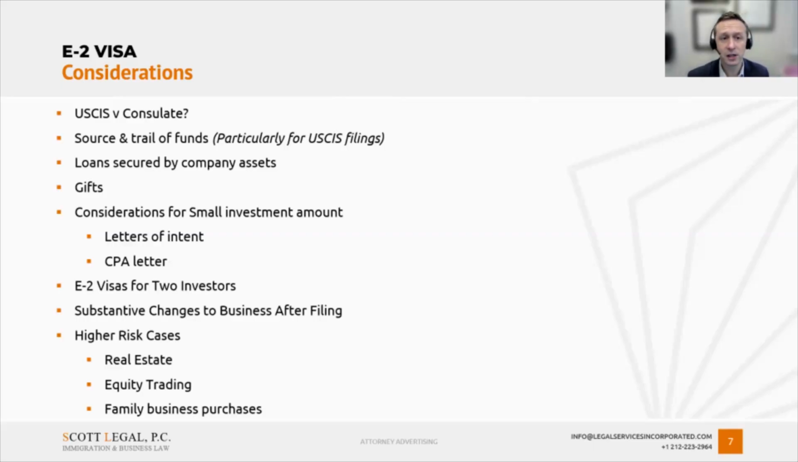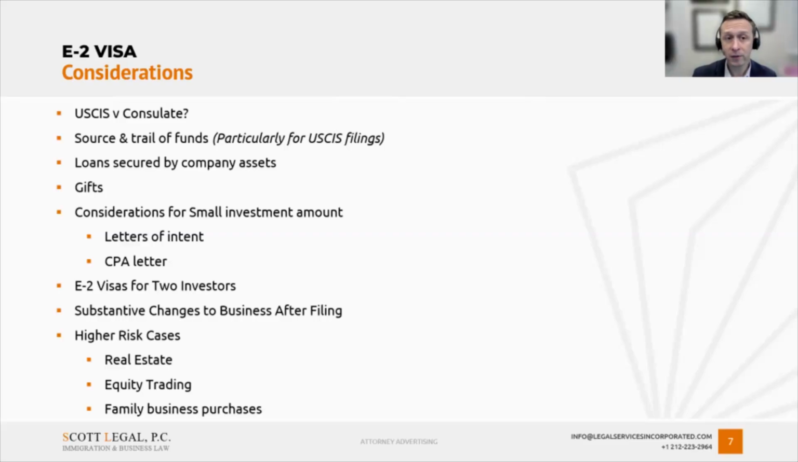The second consideration, as I briefly mentioned, is source and trail of funds. This is the requirement that you must prove to the government that your investment funds come from a lawful and a legitimate source. The negative side of that is that certain consulates like London or like USCIS don't have a page limit, so the documentation here can be extensive.